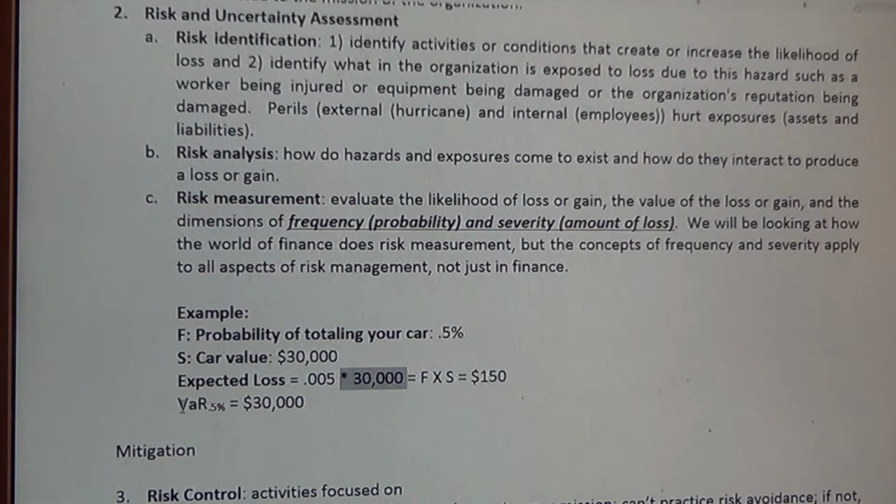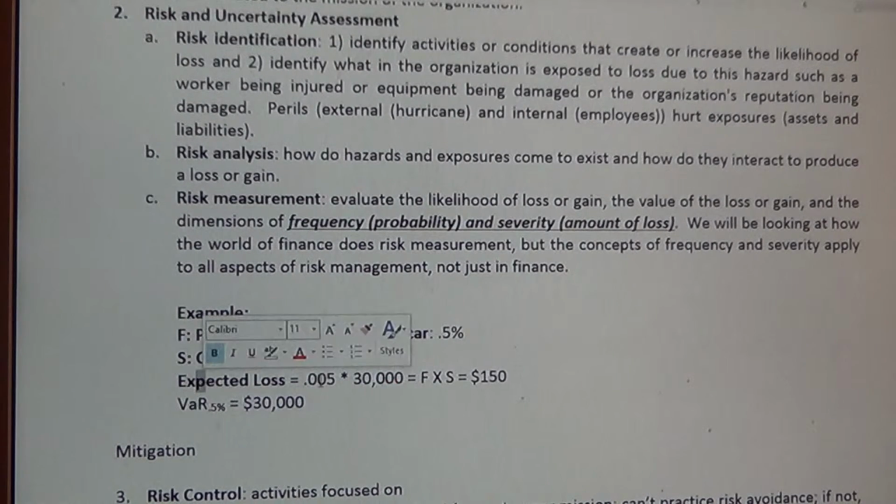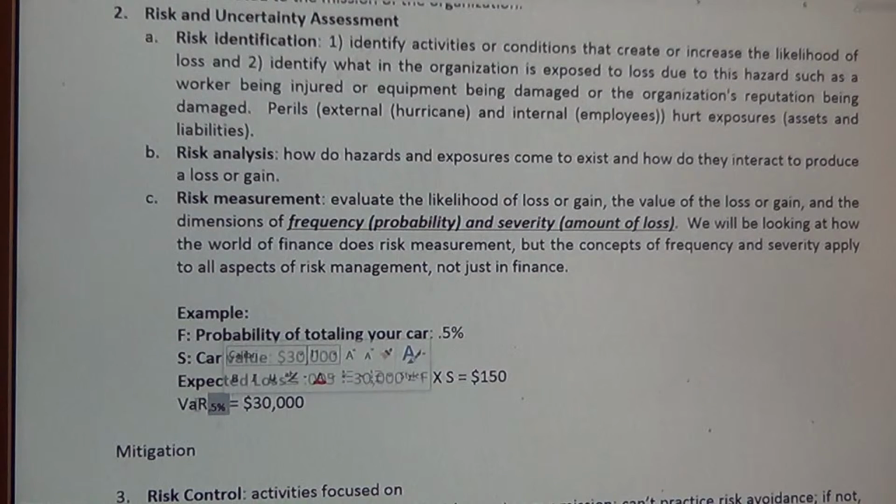We're going to see later that we're going to call this a value at risk, a VAR, at a 0.5% equals $30,000. So what we mean is, 0.5% of the time, we expect a $30,000 loss. So the expected loss is frequency times severity. The value at risk is that severity at that frequency. And so we'll be doing a lot of practice on this.